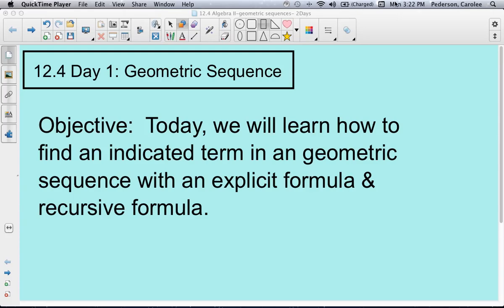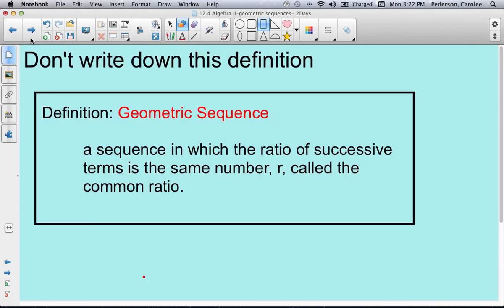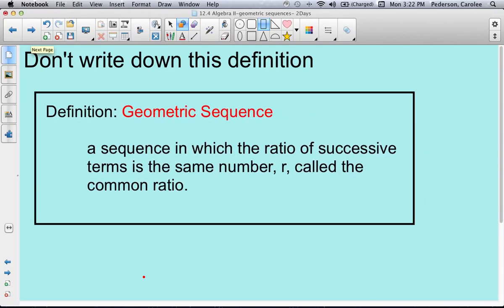In this video, we're going to learn what a geometric sequence is using explicit and recursive formulas. Here's a definition of a geometric sequence: a sequence in which it has a common ratio from one term to the next. We call that common ratio R in the formula.